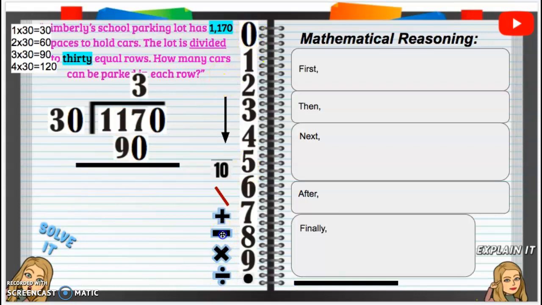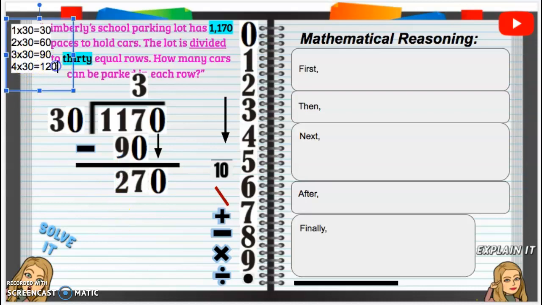Now we're going to subtract. So 7 minus 0 is 7. Then we have 11 minus 9 here. 11 minus 9 is going to be 2, so 27. Now we need to bring down that 0. So now we have 270. Let's see how many times 30 can go into 270 without going over.